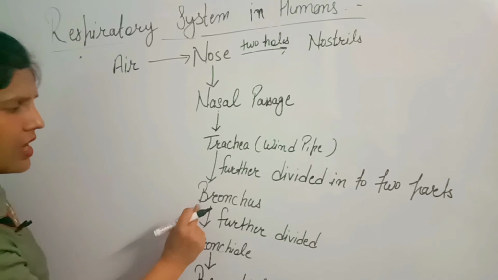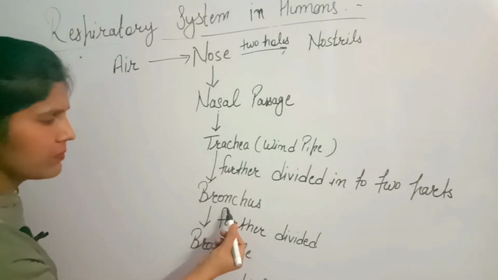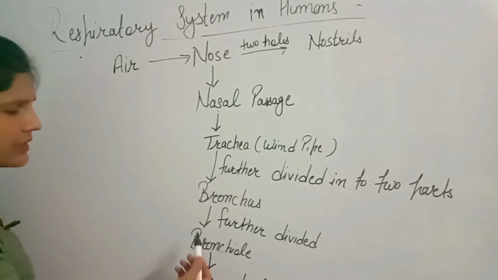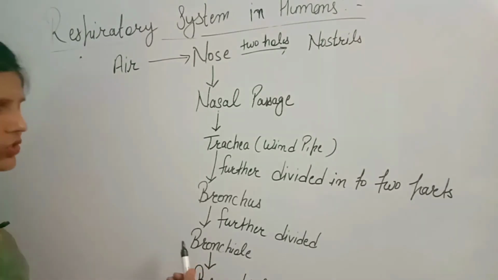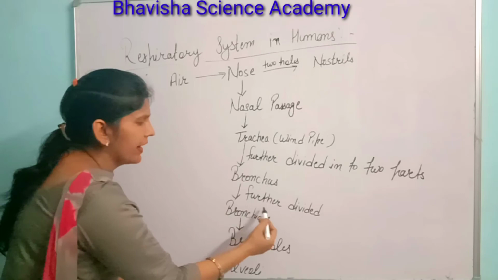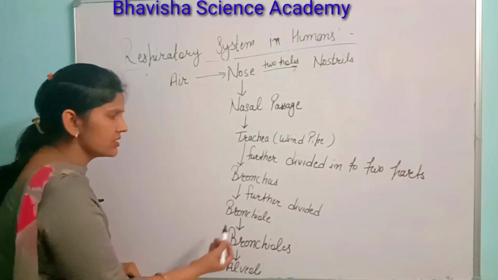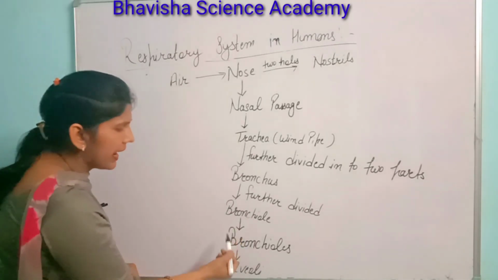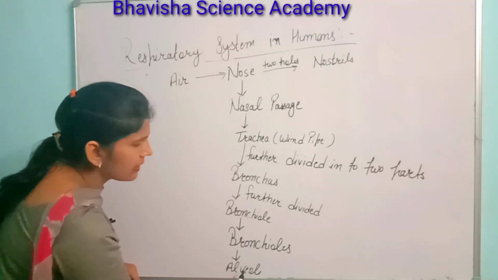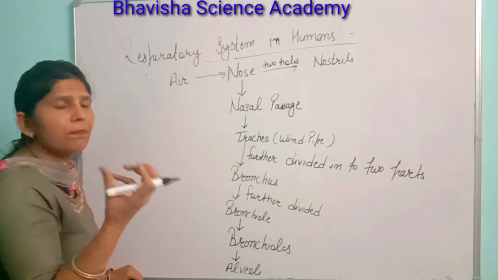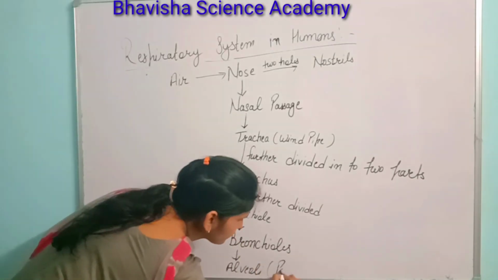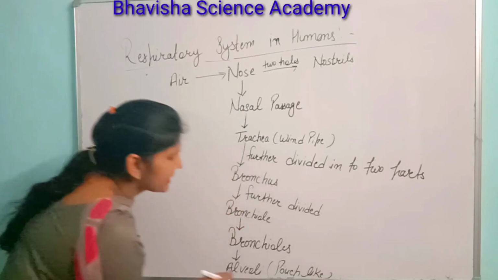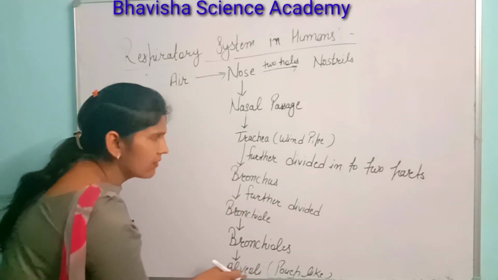Those 2 parts are known as branches. The branches are further divided into so many branches, known as bronchioles. At the end of the bronchioles, there is a balloon-like or pouch-like structure, that is known as alveoli.